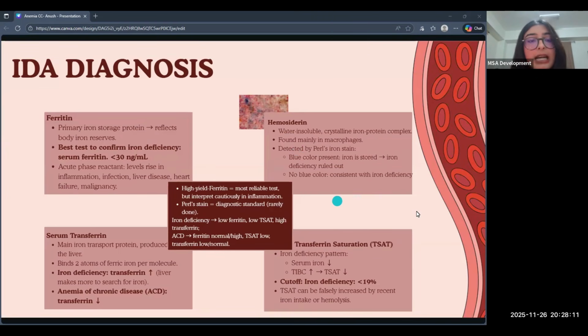Now, ferritin, I said, is the earliest marker. It's the most reliable test, okay? Now, in iron deficiency, we'll have low ferritin, low TSAT, high transferrin. Please remember this. In anemia of chronic disease, ferritin will be normal or high. Why? Because it's an acute phase reactant. And so on. Okay. Now, moving on.